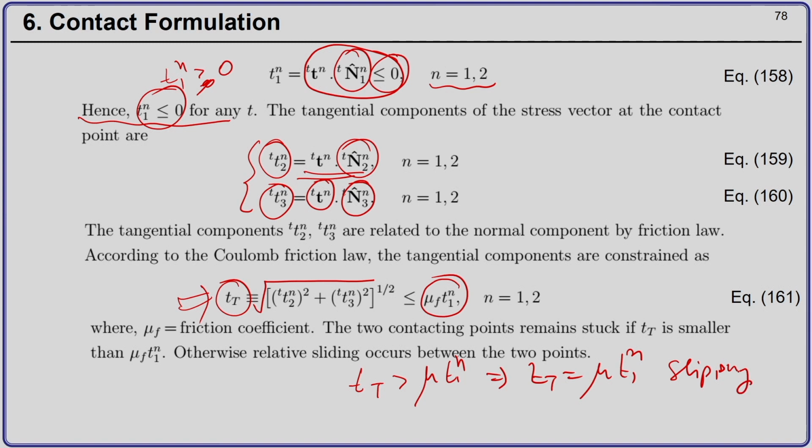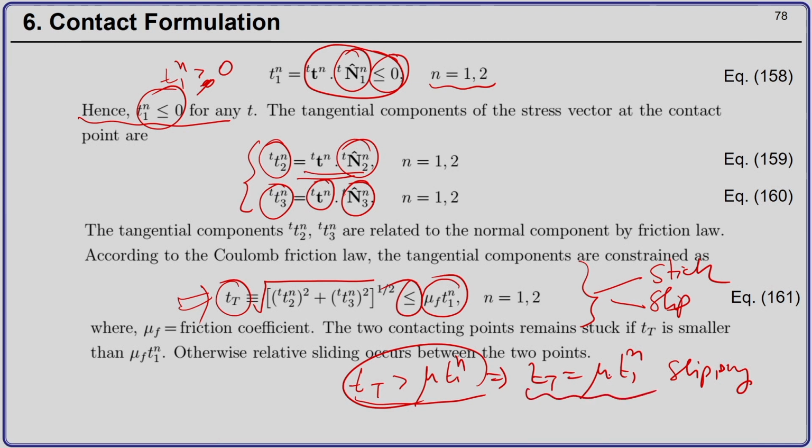So, in the tangential direction, you again have two conditions: either the body may stick if Tt is less than or equal to mu times T1n, or it may slip. In that case, Tt is greater than this, and Tt has to be set equal to mu times T1n during the numerical simulation.